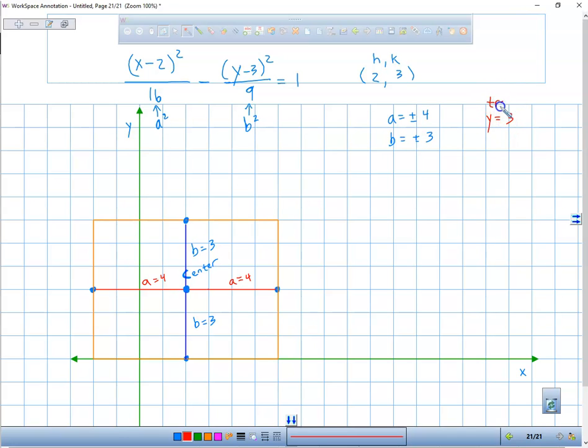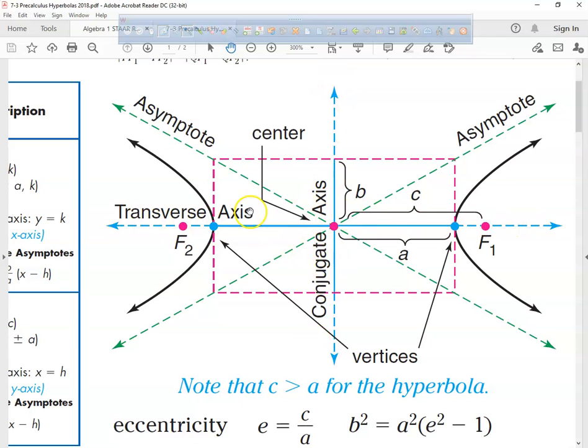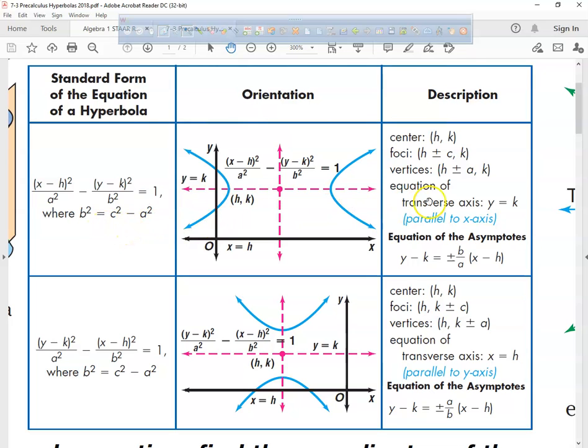That's what we call the transverse axis. And the conjugate axis is going to be at x equals 2, going vertically. That'll be the conjugate axis. So if you're wondering where I'm getting those vocabulary words, it is right here. Okay, here's my conjugate axis. There's my transverse axis.